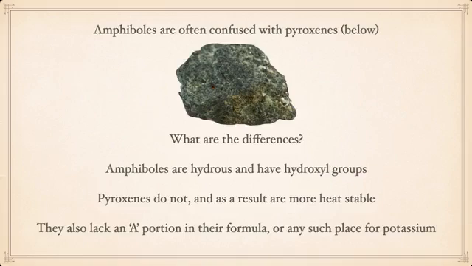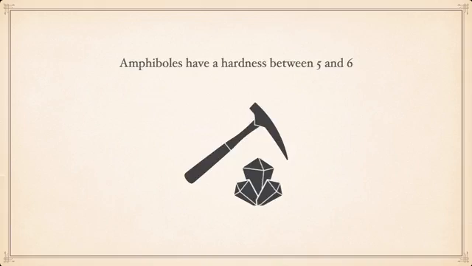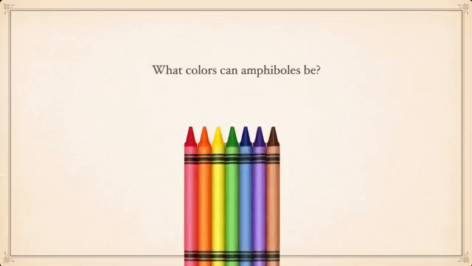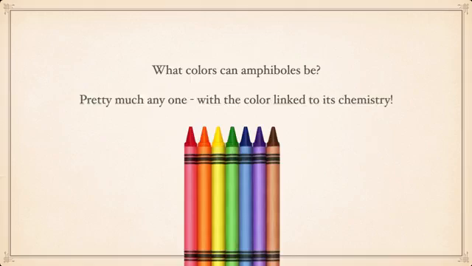Now, pyroxenes also lack an A portion in their formula, or really any such place for potassium at all. Amphiboles overall have a hardness between 5 and 6. Their specific gravity ranges from 2.9 to 3.6. And unsurprisingly enough, for something that has a pretty big variety in chemical composition, it has a whole lot of different colors, with the colors linked to their chemistry.